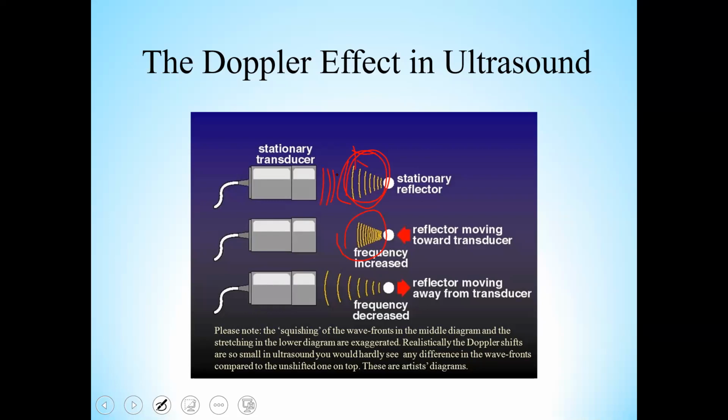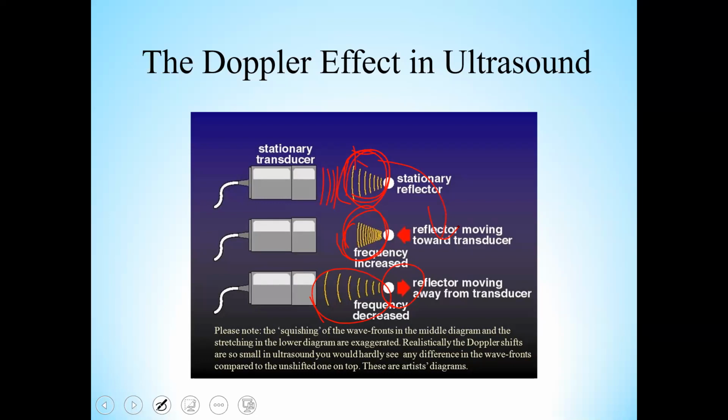That's why I told you that if the transmitted frequency is like this and the receiving frequency is like this, you can see that the receiving frequency is greater than the transmitted frequency, and that's why the reflector is moving towards the transducer. And in the third example, you can see the reflector is moving away from the transducer, so the reflected frequency is like this, and the transmitted frequency will be, for example, like this.